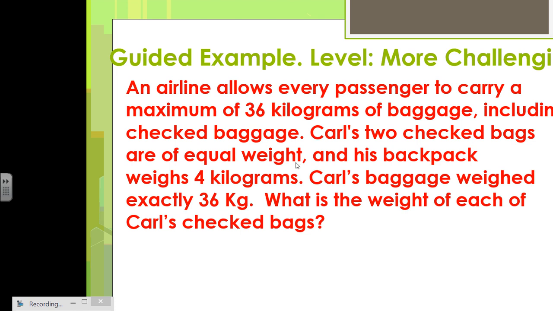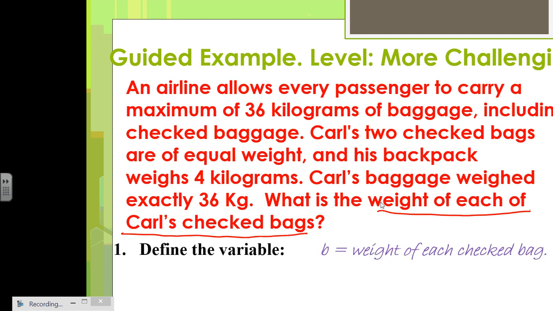Okay, interesting here. So in this case, what is the unknown? We have to define the unknown. Well, the unknown would be the weight of each of Carl's checked bags. So let's say B is equal to the weight of each bag. It's not of both bags, it is of each bag. Okay? And then if you have 1B is the weight of a checked bag, how many bags does he have? He actually has 2 of them.